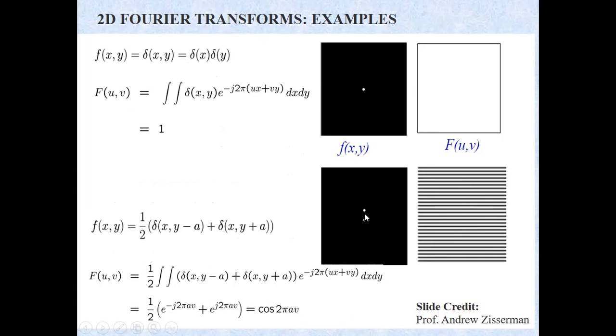In spatial domain, it looks like there are two impulses. What does it mean? It is like a cosine, right? So in spatial domain it looks like two impulses, and hence in the frequency domain it is a cosine signal. Is this clear or not?